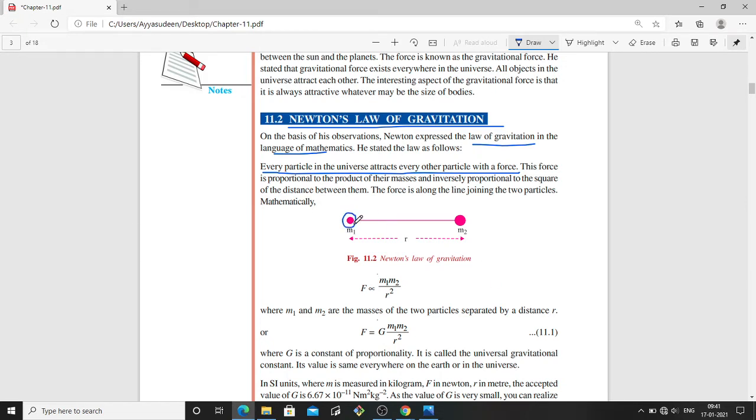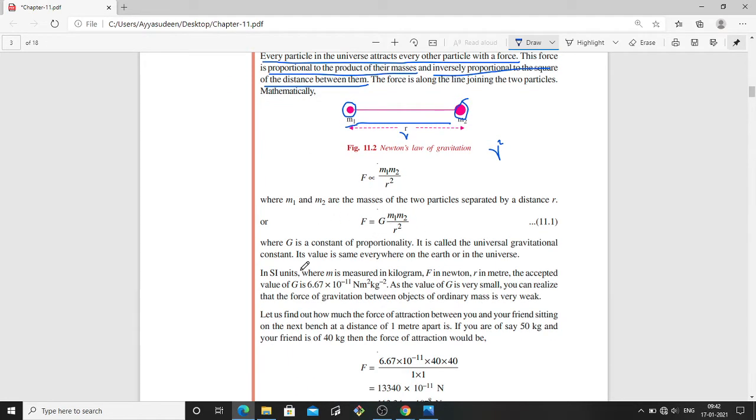the first one has mass m1 and the second object has mass m2. The force between these two objects is proportional to the product of their masses, so you multiply the two masses, and inversely proportional to the square of the distance between them. The distance here is denoted by r, so the square of the distance is r square. Since it is inversely proportional, it will come as a denominator.